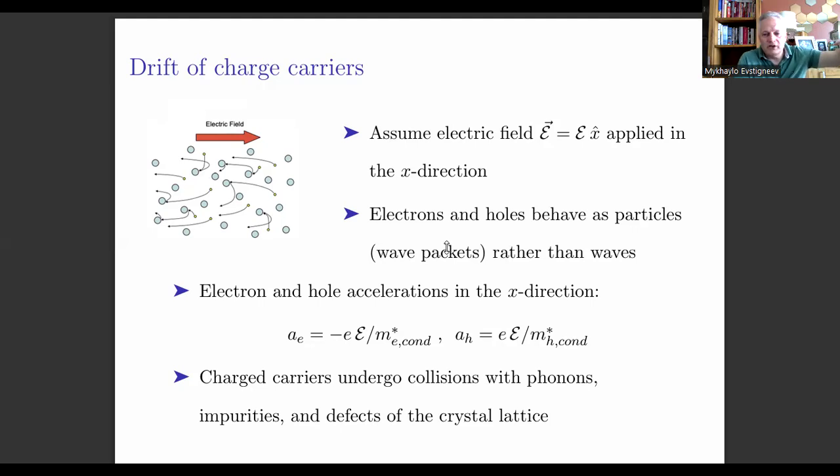And every now and then, those electron wave packets collide with the crystal lattice. Now, more precisely, they collide with the phonons in the crystal lattice, and also with various defects and impurity atoms of the crystal lattice. So there are several collision mechanisms. All right.